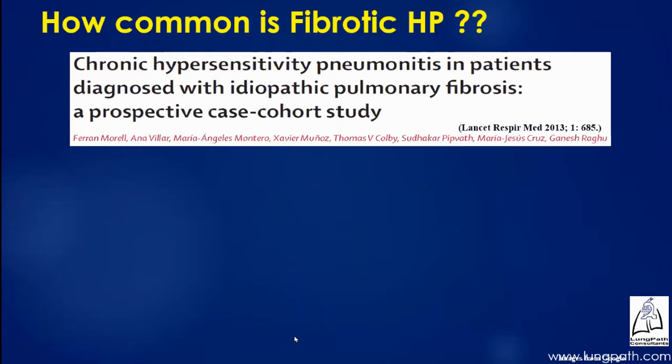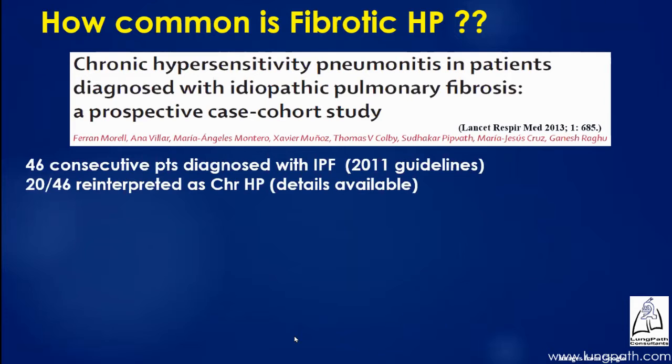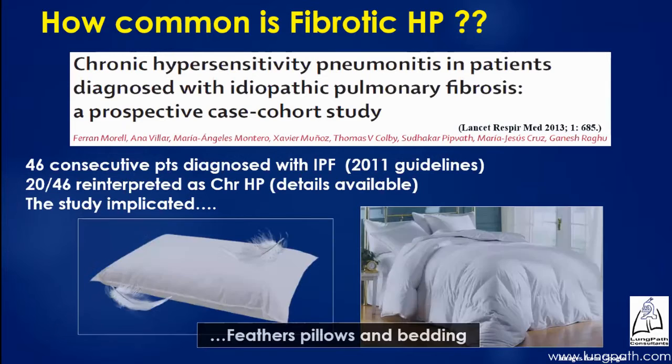Well, here is a study that I was involved with a number of years ago, looking at patients that were initially diagnosed with idiopathic pulmonary fibrosis. In other words, there was no identifiable cause. 46 consecutive patients that met the criteria for idiopathic pulmonary fibrosis were looked at, and 20 were reinterpreted as chronic HP as more information became available and as the pathology was reviewed. And what do you think was implicated in many of those cases? Feather bedding, feather pillows, and that sort of thing.